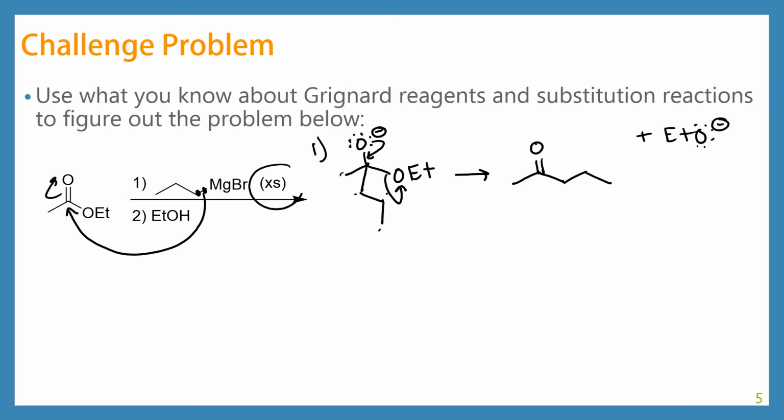But we have an excess of Grignard. If there is excess Grignard in the reaction, does a Grignard react with a ketone? Is this something that we've seen before? Absolutely it is. So the Grignard attacks again, and we push the electrons up onto the oxygen.